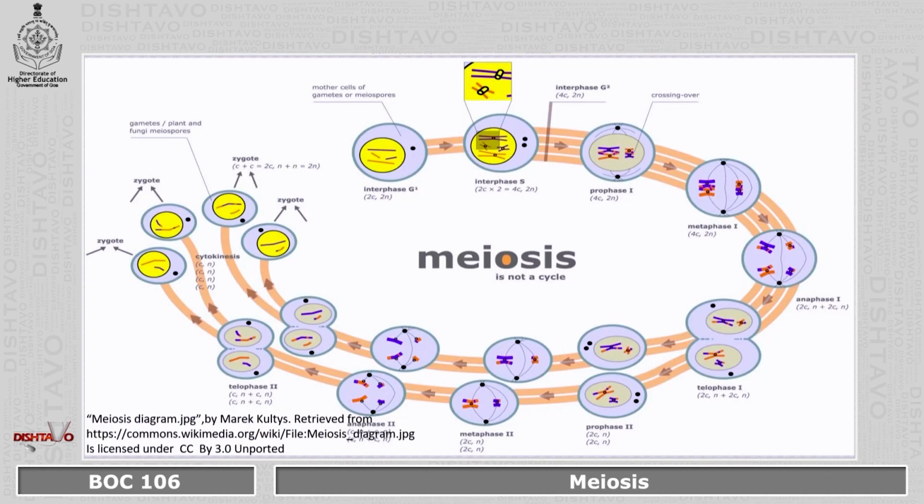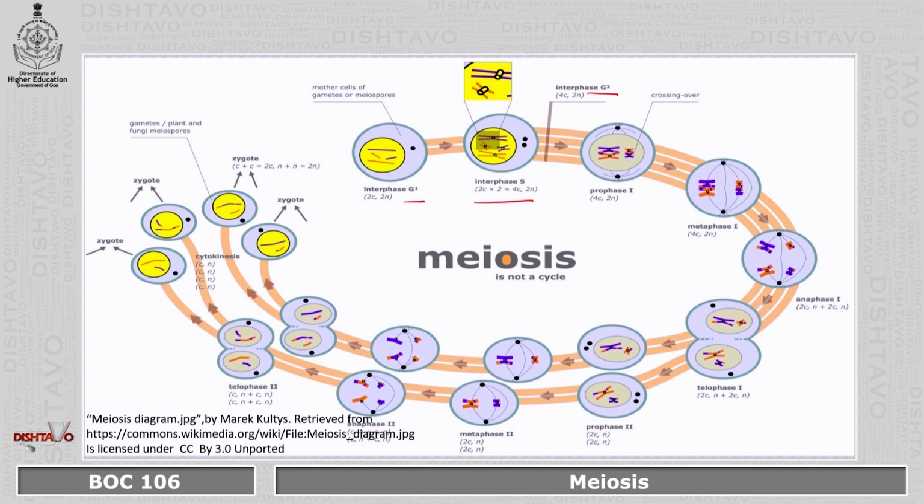This is the figure which explains the meiosis cell cycle. The cell cycle starts with the interphase, that is G1, S phase, and then it goes to G2 phase. Here, the cell prepares itself to go into the next division, that is the meiosis cell division.